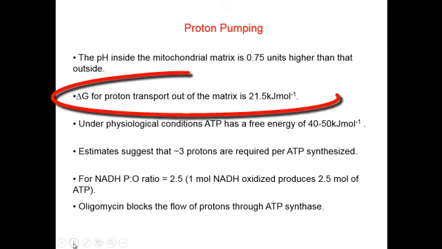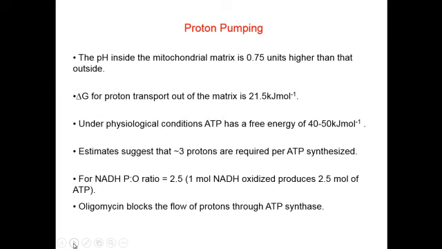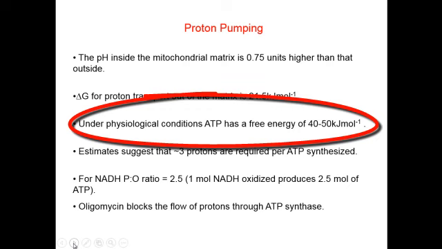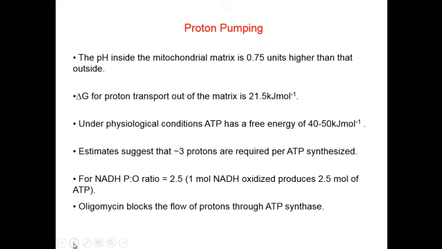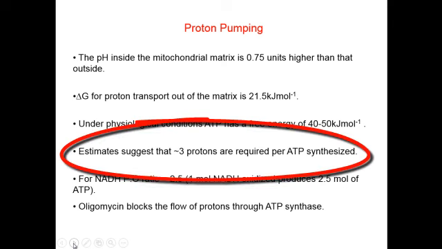If we look at the delta G for proton transport out of the matrix, it's about 21.5 kilojoules per mole. And in fact, under physiological conditions, so not the standard conditions that we've looked at before, ATP has a free energy of between 40 and 50 kilojoules per mole. So in other words, it would seem that we need about 3 protons pumped in order to synthesize an ATP.